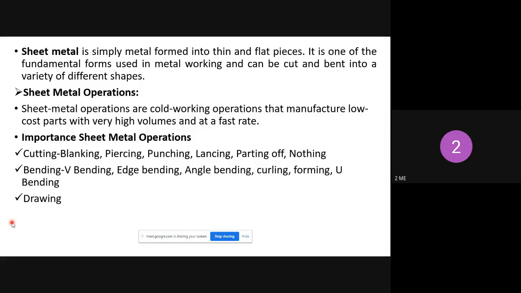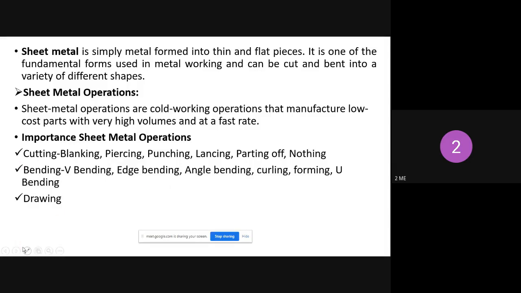Understood, right? So these are the different operations we are going to study in this module. These are the sheet metal operations: one is the cutting operation, the bending operation, and the third is the drawing operation. All of you take down the three main operations: cutting, bending, and drawing. Under cutting operations there are several operations, so take those down too: blanking, piercing, punching, and so on. And the bending operations: V bending, edge bending, angle bending. We'll discuss them one by one.